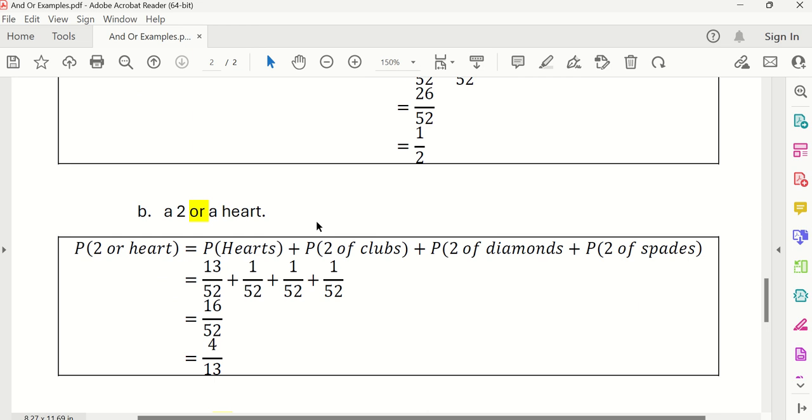A 2 or a heart, well, that would be a bit different. Basically, what's the probability of hearts? That's 13 out of 52. Then 2s: I've got all the hearts, so there's 3 other 2s in the deck, the 2 of clubs, the 2 of diamonds, and the 2 of spades. So the probability of hearts is 13 out of 52. I add the 3 other 2s, which gives me 16 out of 52, which would simplify to 4 out of 13.